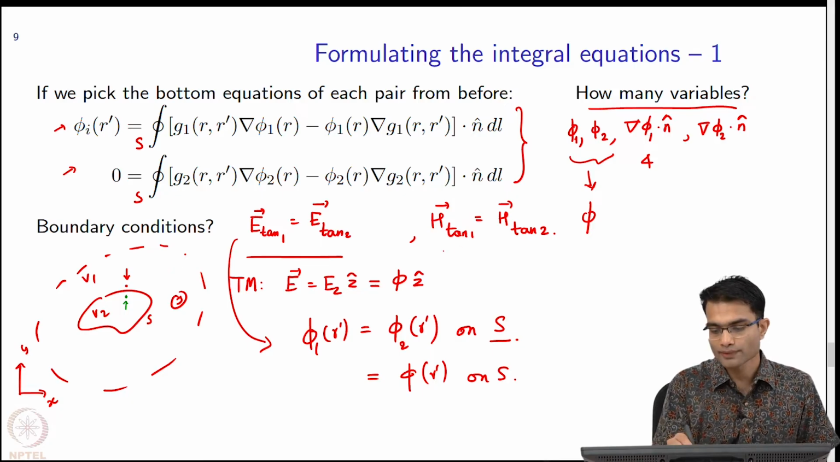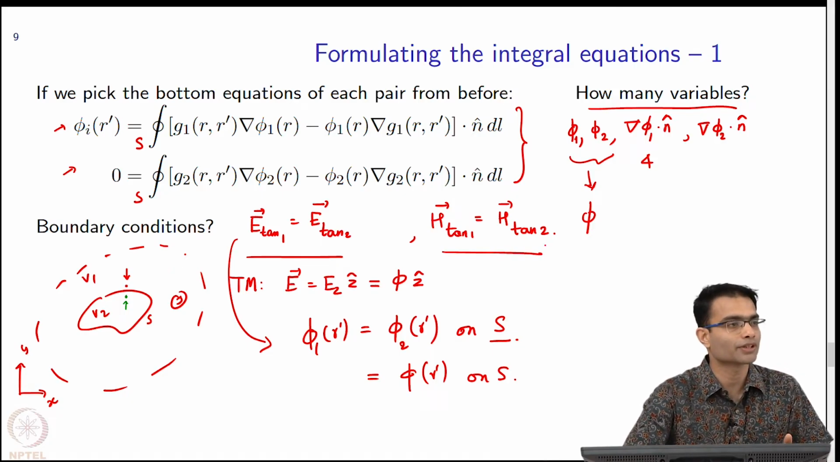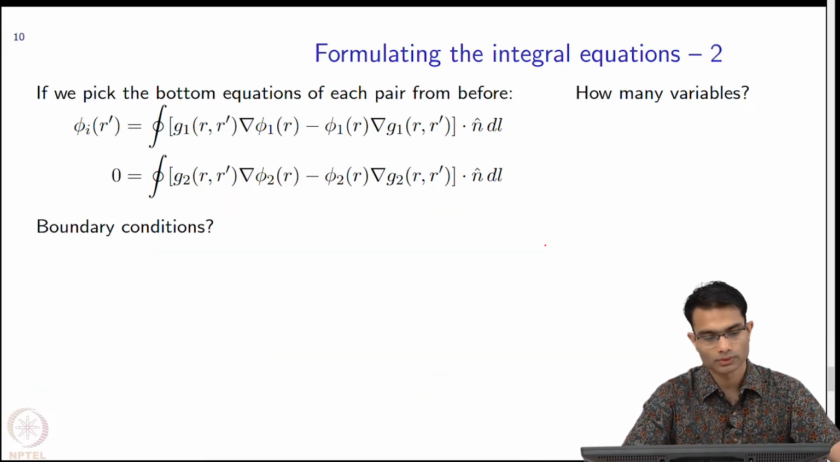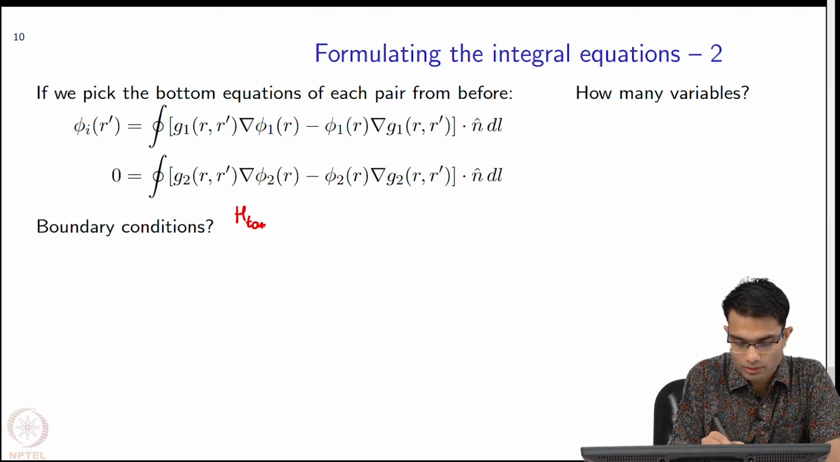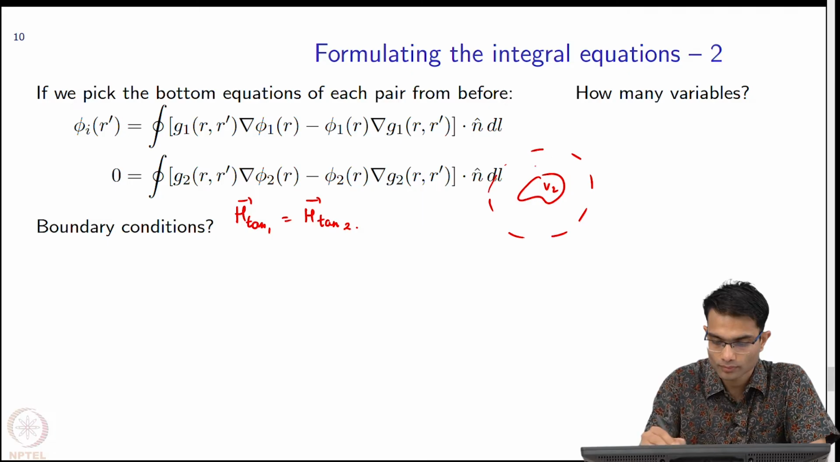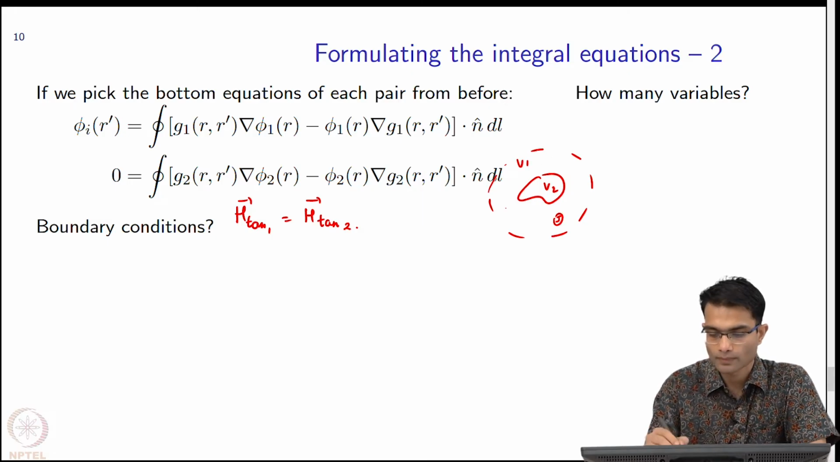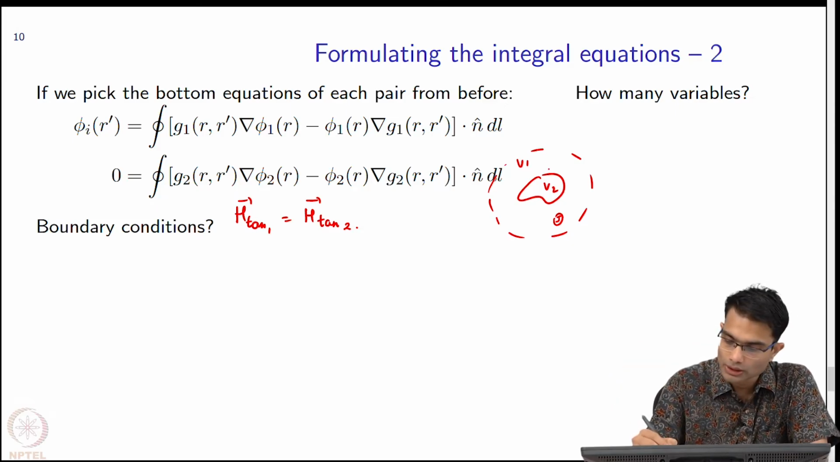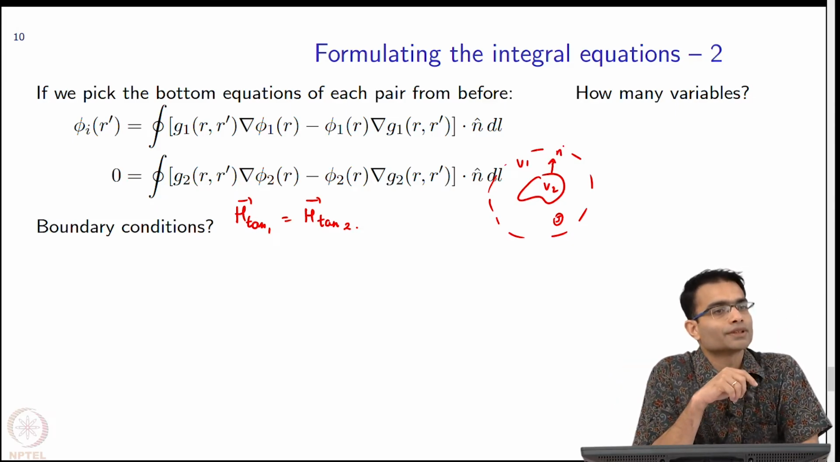So I mean you would have guessed it by now. The next equation is going to help me further reduce the number of variables. So let's look at it now. The second boundary condition is going to be H tan 1 is equal to H tan 2. Now this is going to be a little bit tricky. How do I get the magnetic field now? Before I get to the tangential component of the magnetic field, I should first get an expression for the magnetic field and then take its normal or tangential component, right. So how do I get the magnetic field?